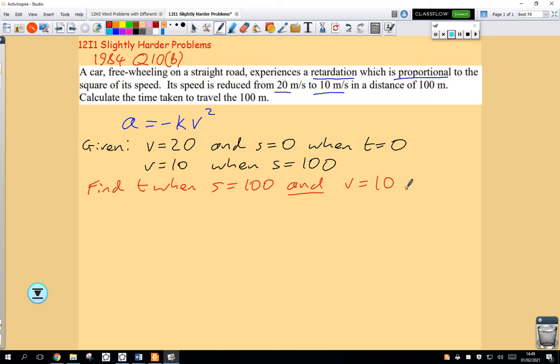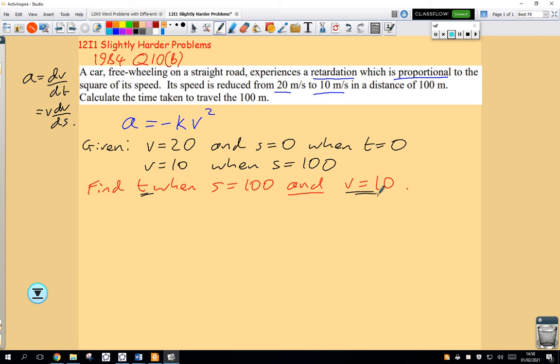The other thing we know is, if we think about acceleration, we have two substitutions that we can use. Now we've looked at both of these in detail in previous lessons, so if you're unsure about these substitutions, have a go over the previous lessons, make sure you know them. We're trying to find the time when s is 100, when v is 10. So one thing I might do is come up with an expression between the time and the velocity.